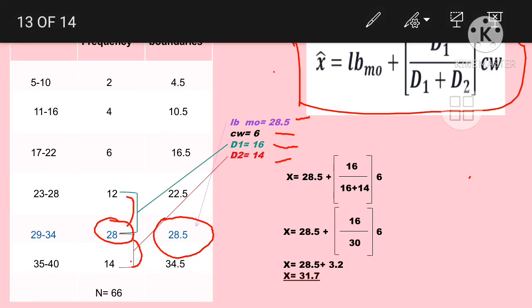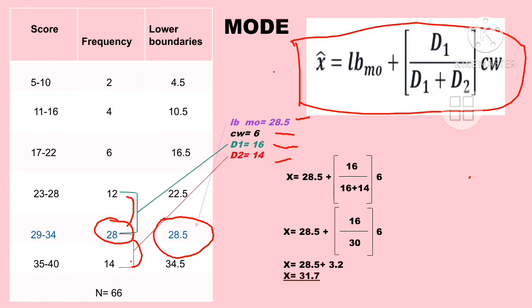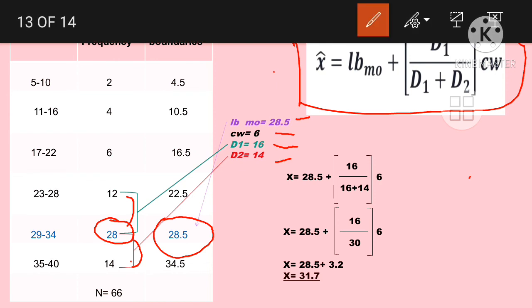So, LB sub MO is equal to 28.5 plus 16, which is the D sub 1, plus D2, which is the 14, times class width, which is the number 6. First, we need to add this one. 16 plus 14 is equal to 30.